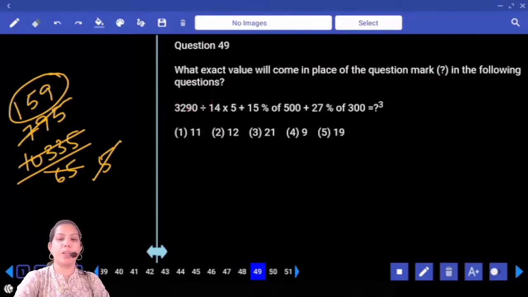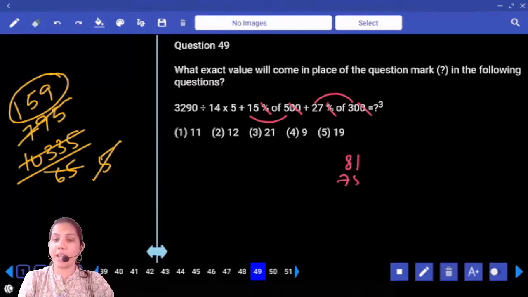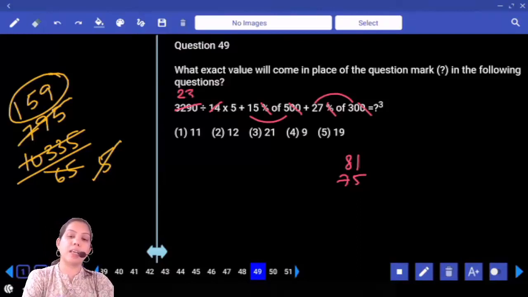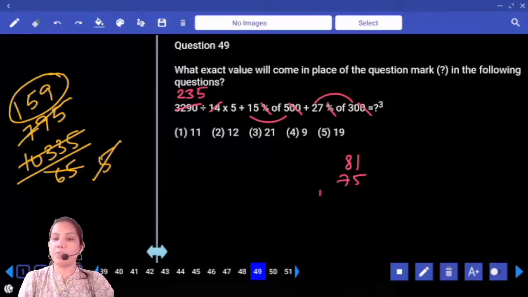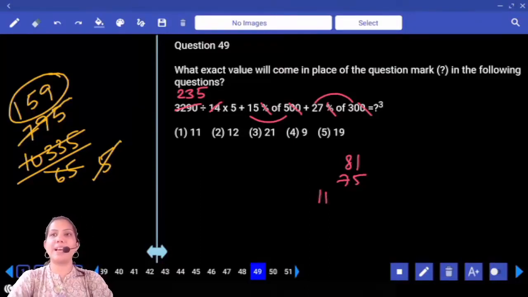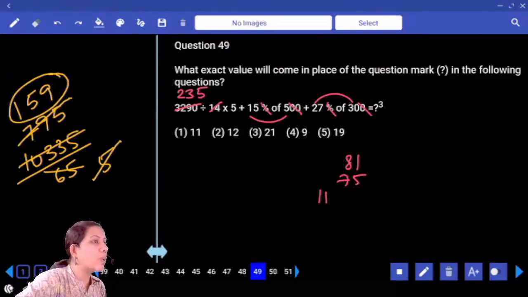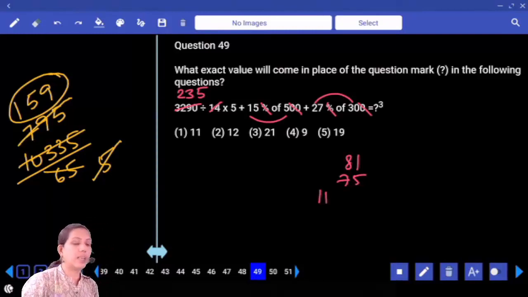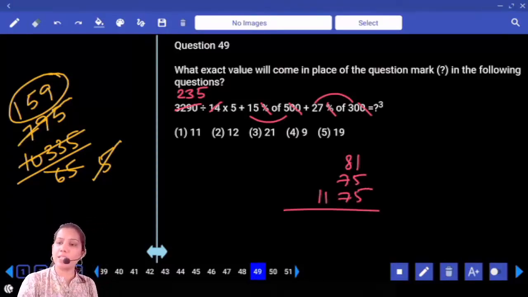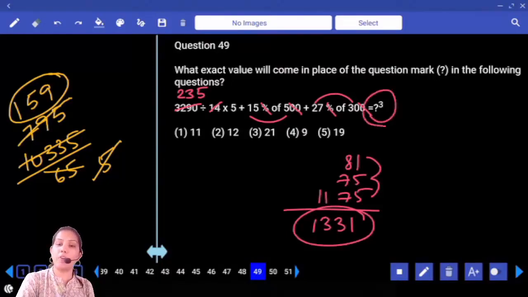49? Question number 49. 3290 divided by 14 into 5, 15% of 500, 27% of 300. Percentage and double zero cancel. What is 27 threes? 81. 15 fives, 75. And next, 14 table cancellation. 14 twos are 28, remainder is 490. 49, 14 threes and 14 fives. 235 into 5 is 1175. So 1175 plus 735 is equal to 1250 plus 81 is 1331. 1331 is a cube of 11, that is the first option.